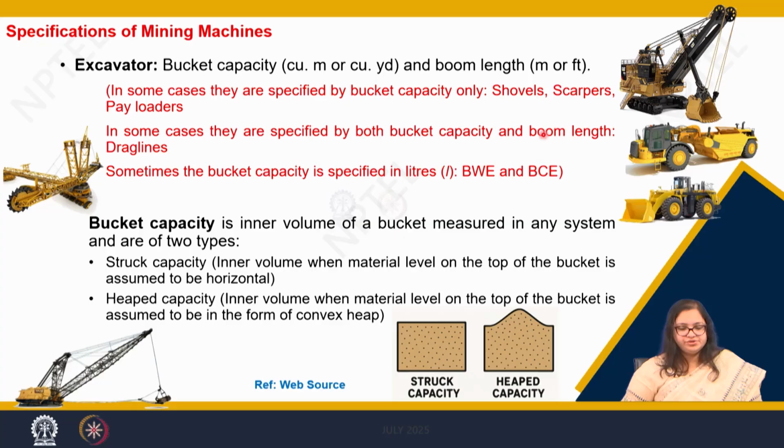So, here if you see, for the shovel, the scraper or the payloader, only the bucket capacity is specified. However, for the dragline, it is the boom length and the bucket capacity. And for the bucket wheel excavator or bucket chain elevator, the bucket capacity is specified in terms of liters.